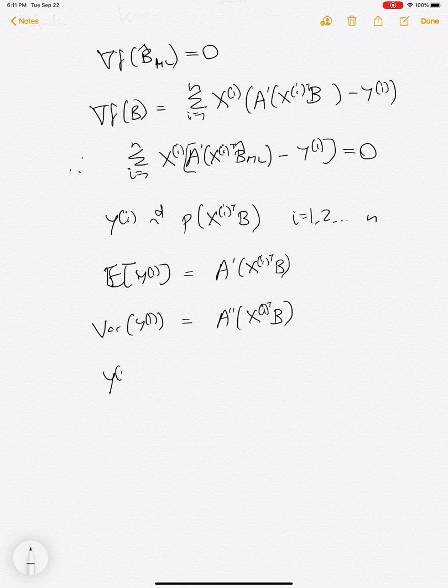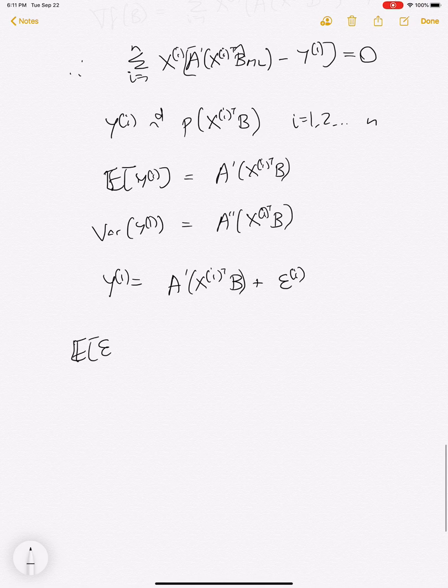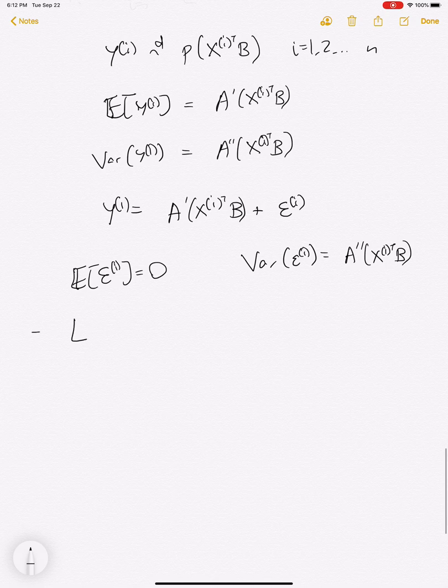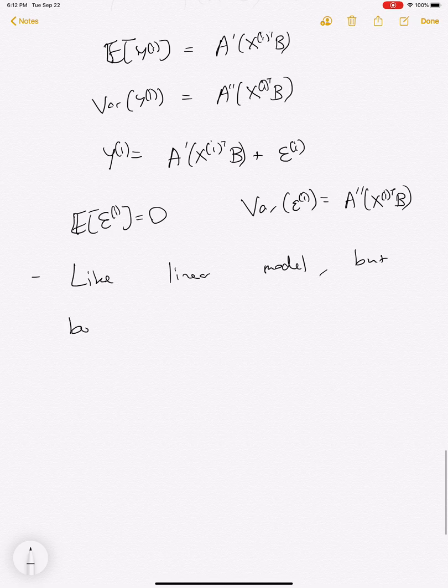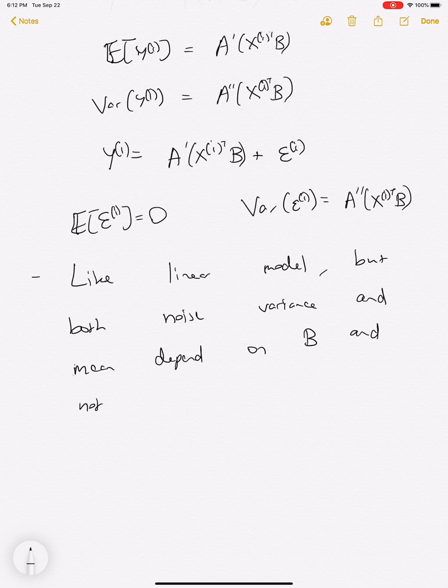So we can rewrite, using a useful idea, yi as A prime of xi transpose B plus some noise, epsilon i, where we know that the expectation of epsilon i is equal to 0, and the variance of epsilon i is equal to A double prime of xi transpose B. So you can think of this as like a linear model, but both the noise variance and the mean depend on B, and not in a linear way.